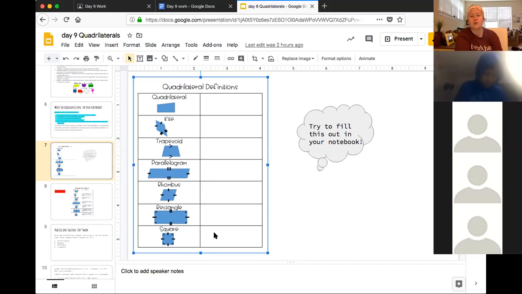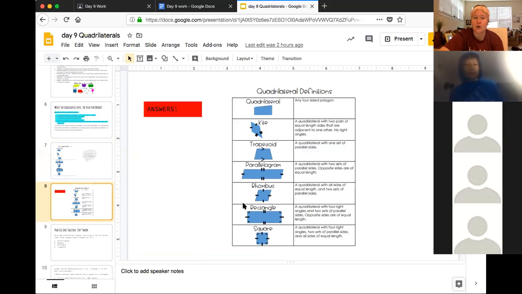And a square. What do we know about a square? Four equal sides. What do we know about the angles? All right angles. Okay. And if you lost some of that or you didn't quite get it, the answers are on the next slide in case you're looking back at this later to review.